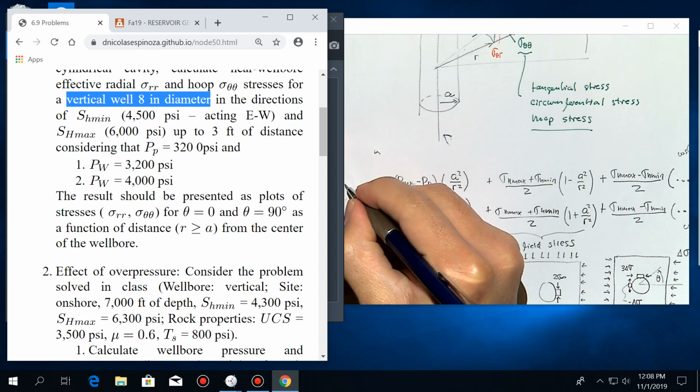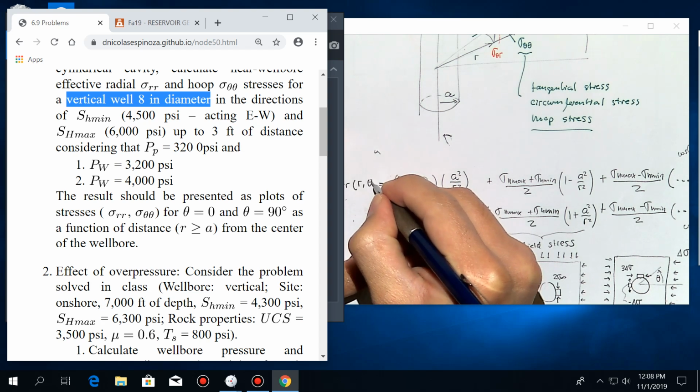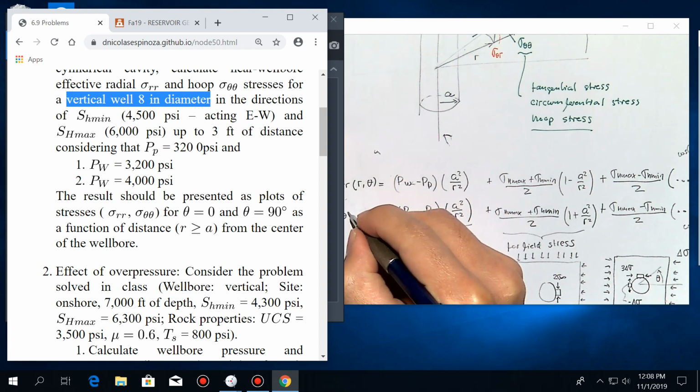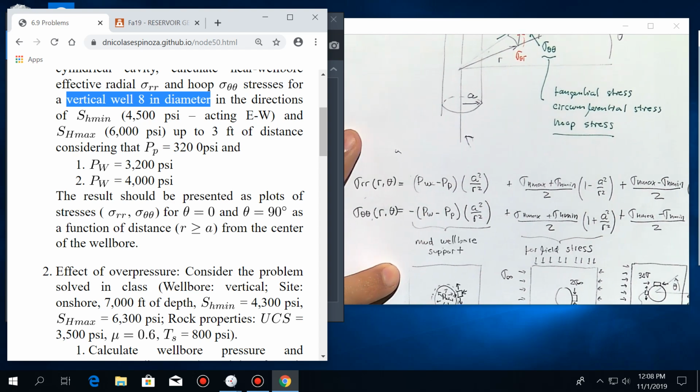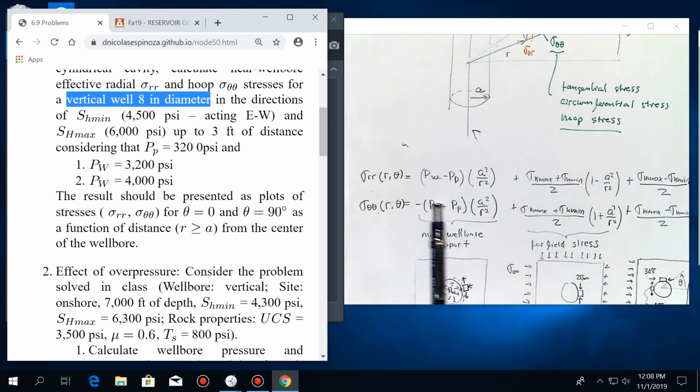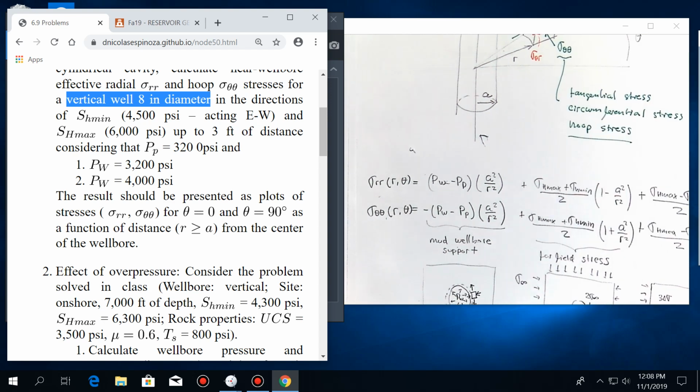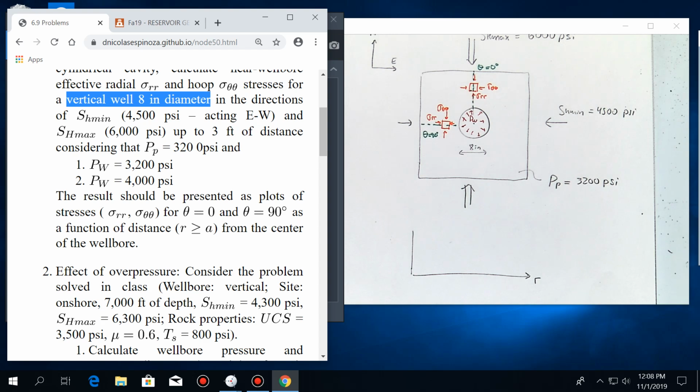Sigma RR is a function of R and theta, and sigma theta theta is also a function of R and theta. So when you put all of these equations as a function of R and theta, for a given theta and for a given R, you're going to get something like this.